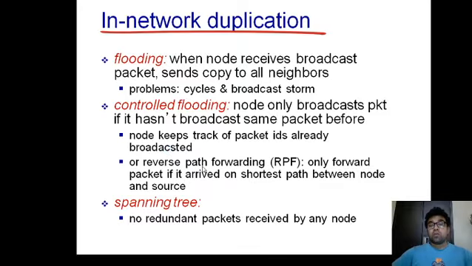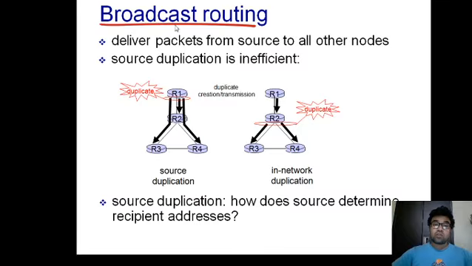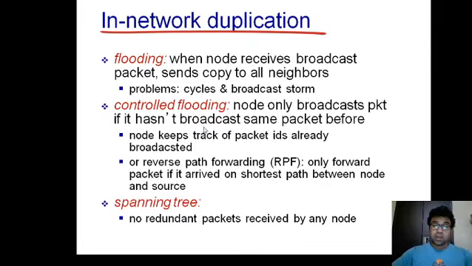So now, these are the three ways of broadcasting the information. First is deliver packets from source to all other nodes. What is the disadvantage in that particular technique? The source has to create duplicate packets and unicast that information to all the other nodes present in the network. So again, it's an inefficient way of broadcasting the information. And the second important thing is how this particular node will get to know about all the IP addresses present in the network. The second is flooding.